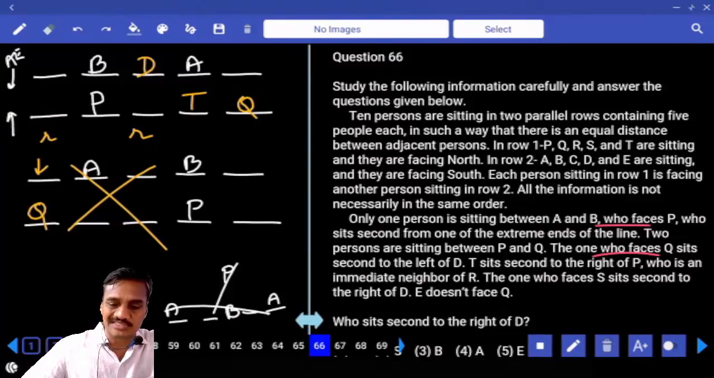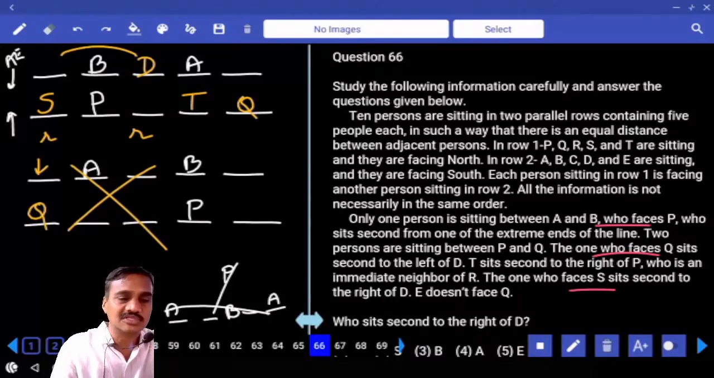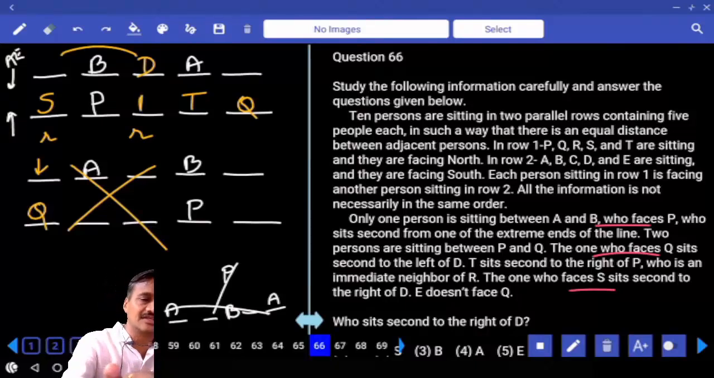The one who faces S sits second to the right of D, which means this person, and this person is opposite to S. Because this person is facing south, his right-hand side is this, and opposite is S. If S is here, R is here. E does not face Q, so E cannot be at this place; E is here. If E is here, C is here.